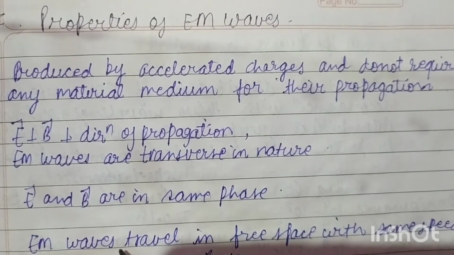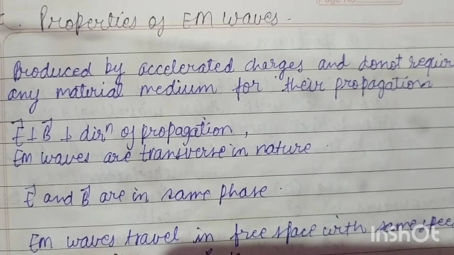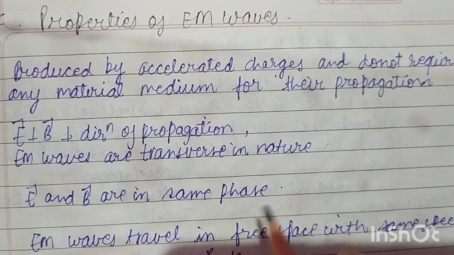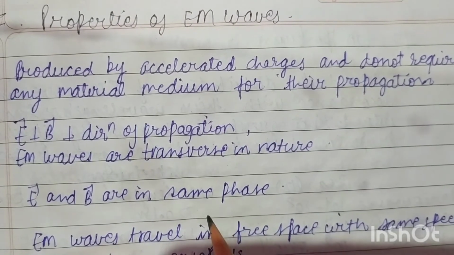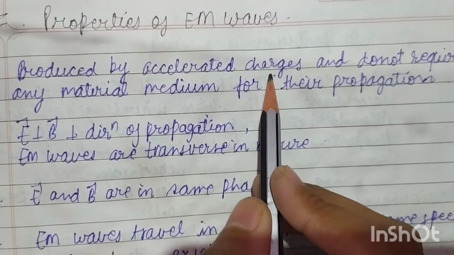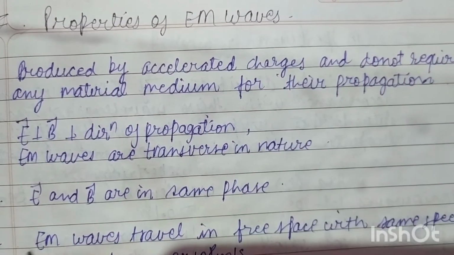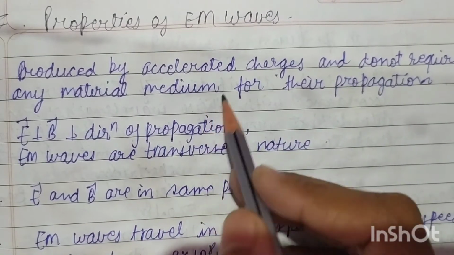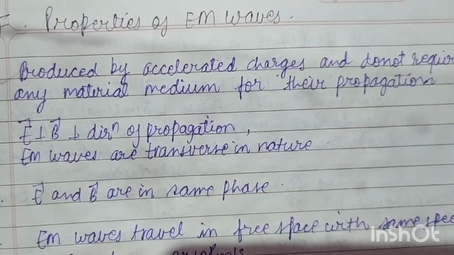So the first property of EM waves is that we already know how EM waves are produced. They are produced by charges which are in motion, or you can say they are produced by accelerated charges. And for their propagation, they do not need any medium. So this is the first property of EM waves.